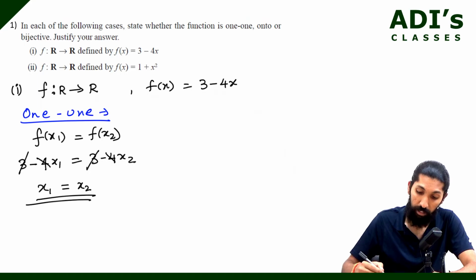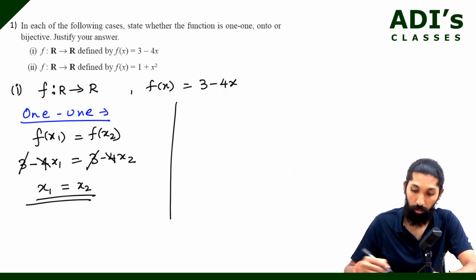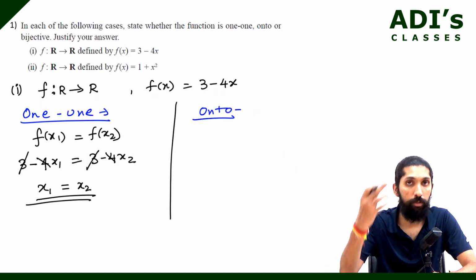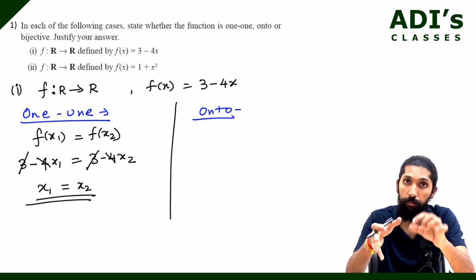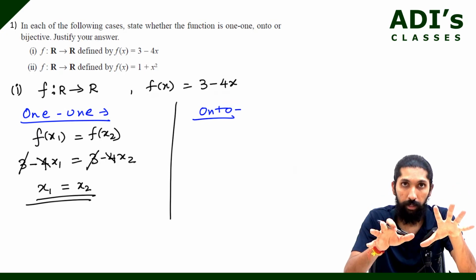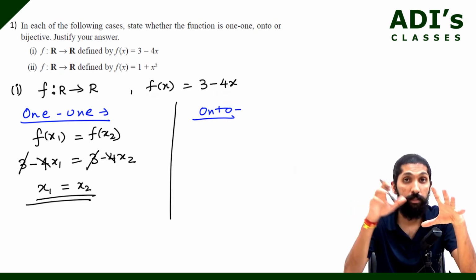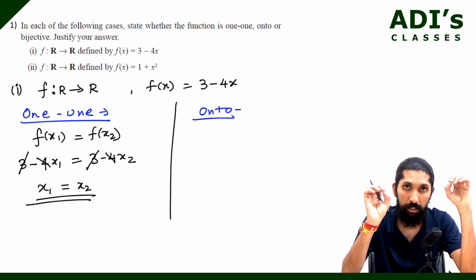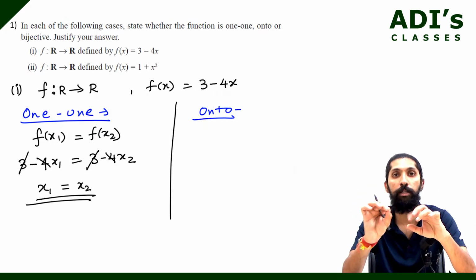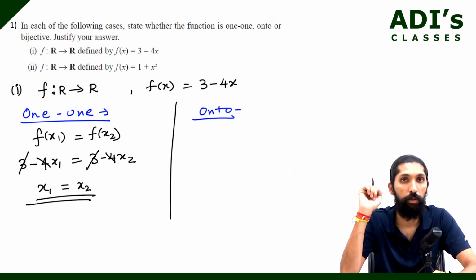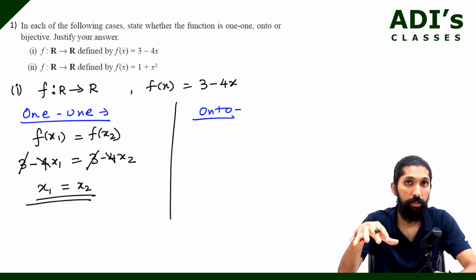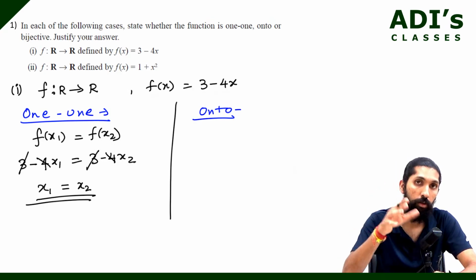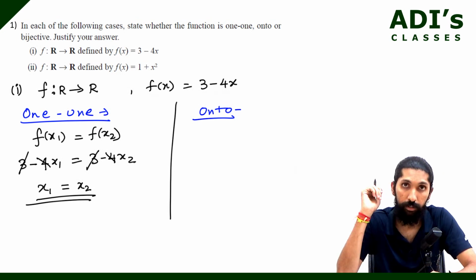Now the next part is onto, or you can call it surjective. What does onto tell you? It tells us that for every image in the range, there has to be a pre-image in the domain. In layman terms, no element in the range set should be left out. There has to be at least one connection to every element in the range. The range is nothing but the y value, or f of x, because y is equal to f of x.